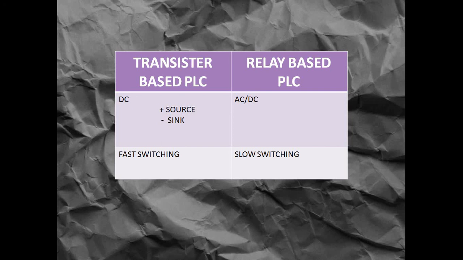In transistor based PLC, if the voltage from the PLC is positive, then it means that it is source type PLC. If it is negative, then it means that it is sink type PLC. Finally, as far as switching is concerned, the transistor based PLC will have faster switching than the relay based ones.